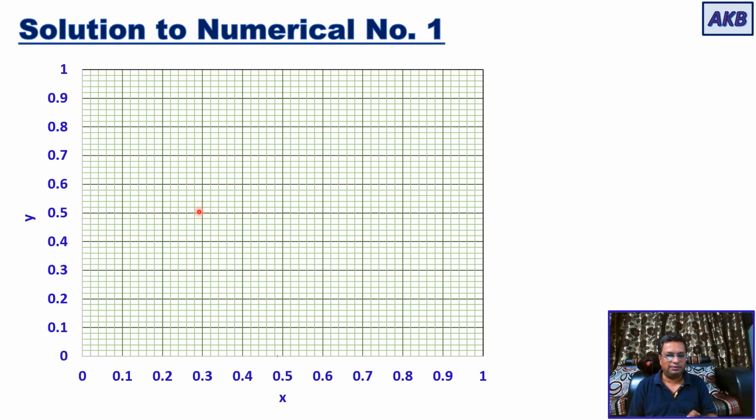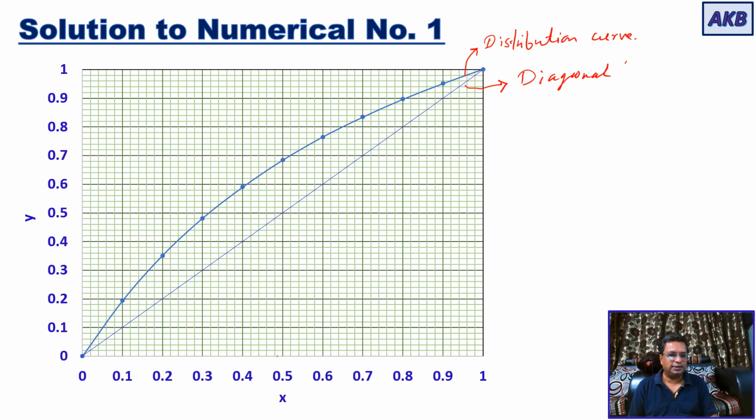Now we already have VLE data available with us. You just have to plot it. If you go on plotting those points, you'll get a curve like this. This curve is the distribution curve. And then for reference I am going to plot the diagonal line. This is the diagonal line, the diagonal of a square.